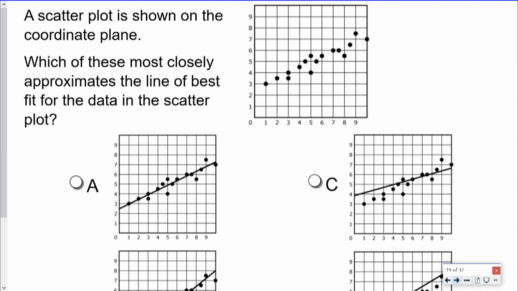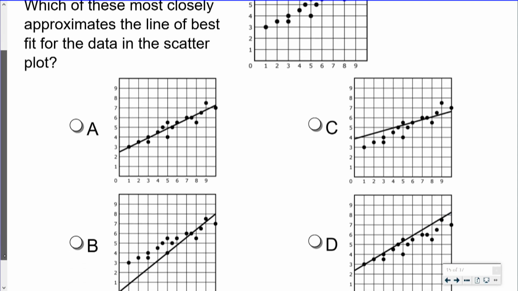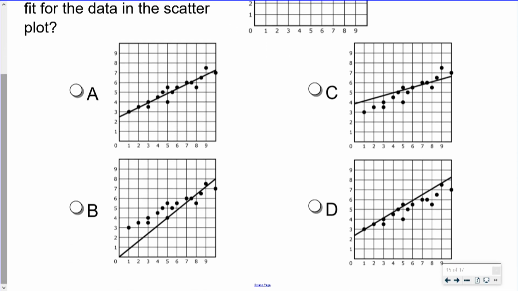Okay, so just as a quick practice, a scatter plot is shown on the coordinate plane. Here's our scatter plot. Which of these most closely approximates the line of best fit for the data in the scatter plot? So again, here's the scatter plot, and we want to determine which one of these graphs best represents the data with the line of best fit.